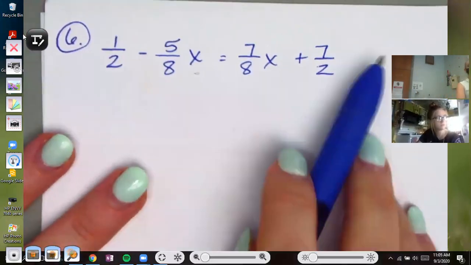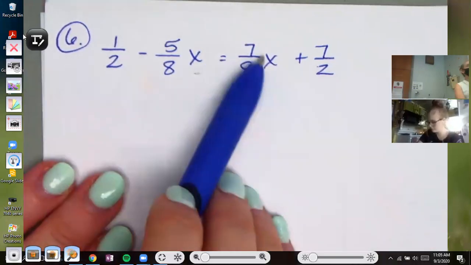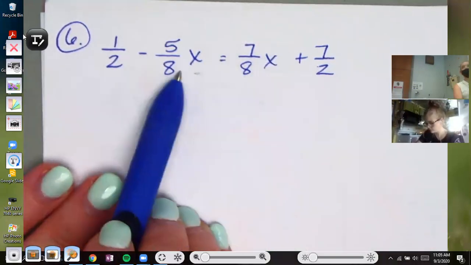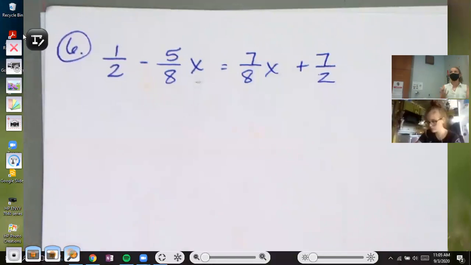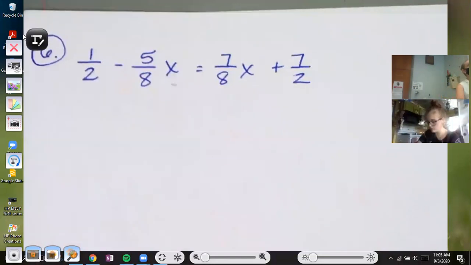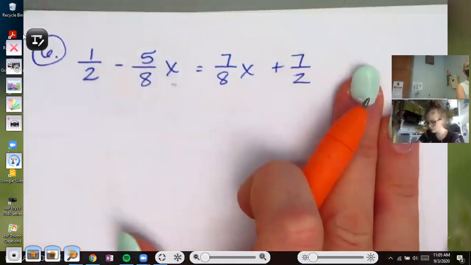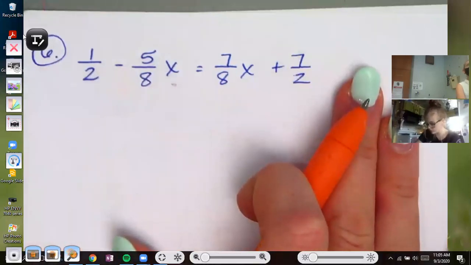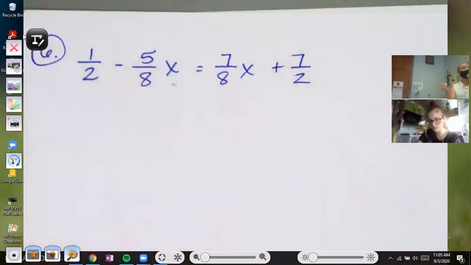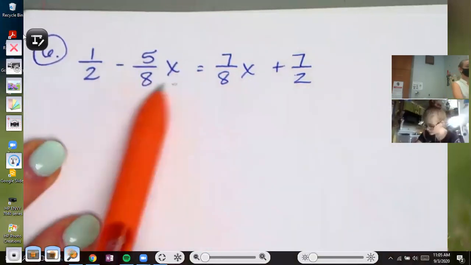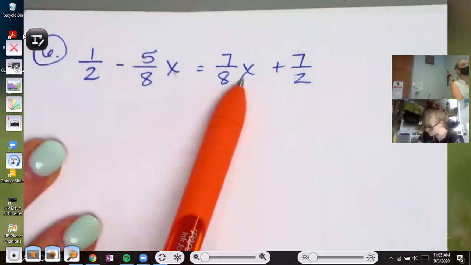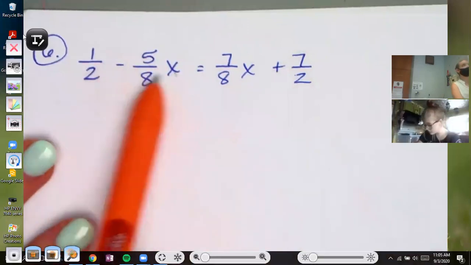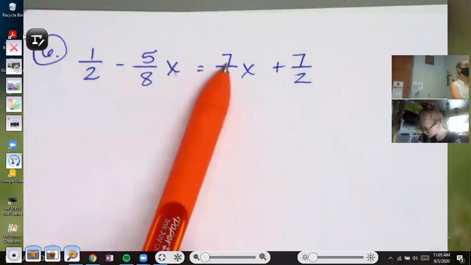So last time we took our x from the right and we moved it to the left. I'm going to show you that we'll still be able to solve it if we do it the opposite way. Our first step when we have variables on both sides is to combine like terms. In this case, we won't be subtracting because we're moving it to the other side. So how do we take a minus 5/8 x and move it to the other side?